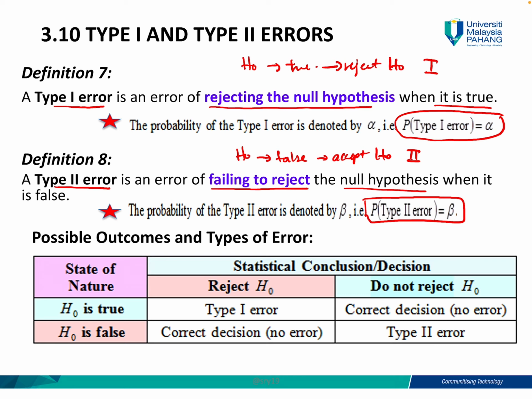Okay, when your H null is true but you reject the H null, you have made a type 1 error. When your H null is true and you accept it, you make a correct decision. When H null is false and you reject it, it is correct, no error. When H null is false but you accept it, you have made a type 2 error.